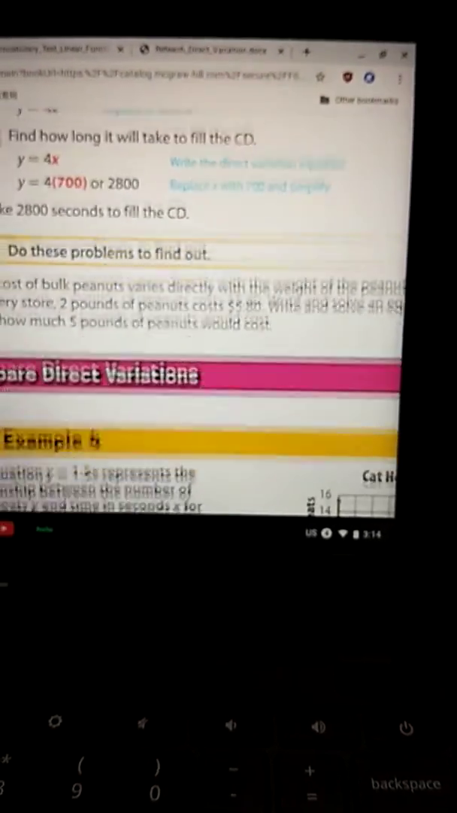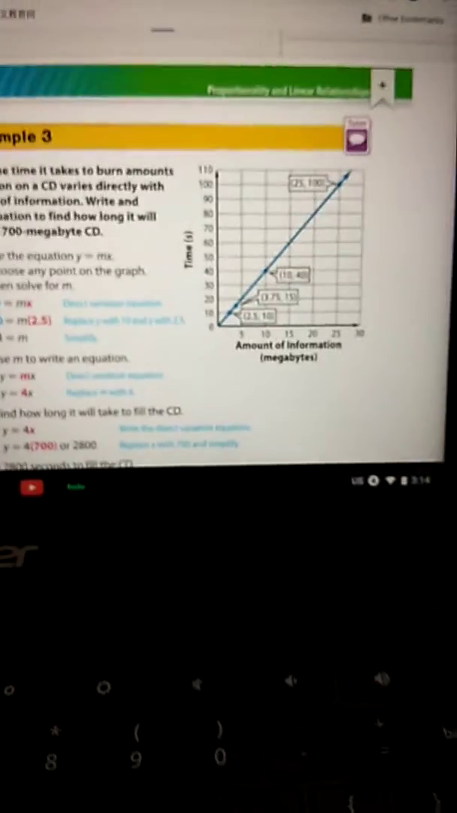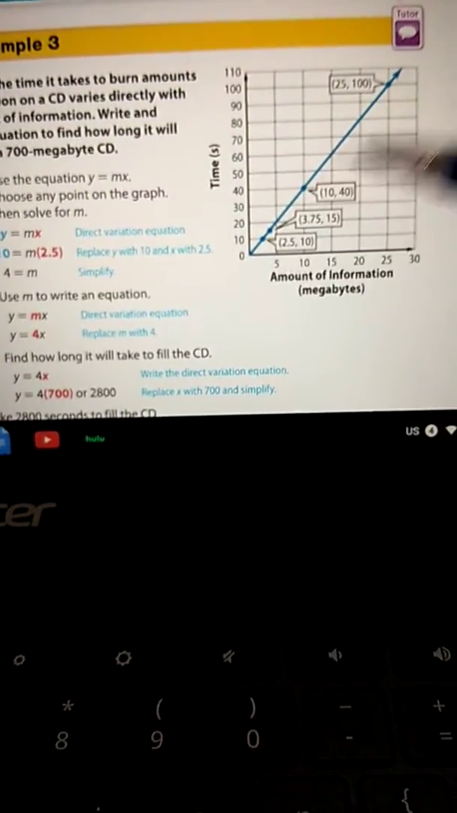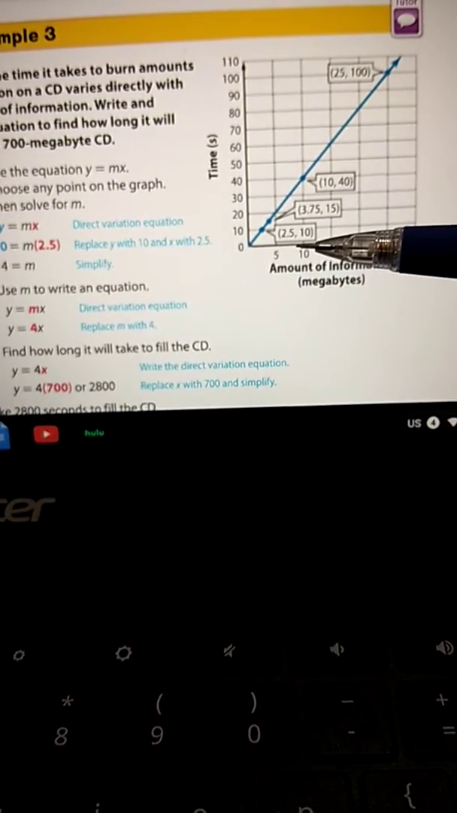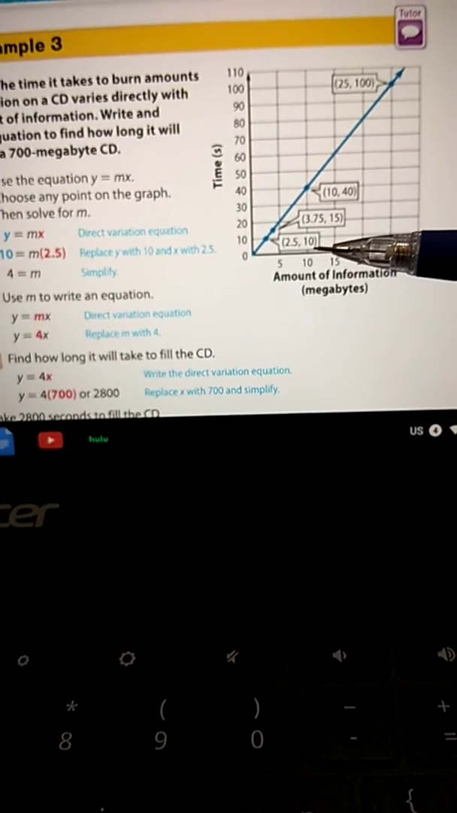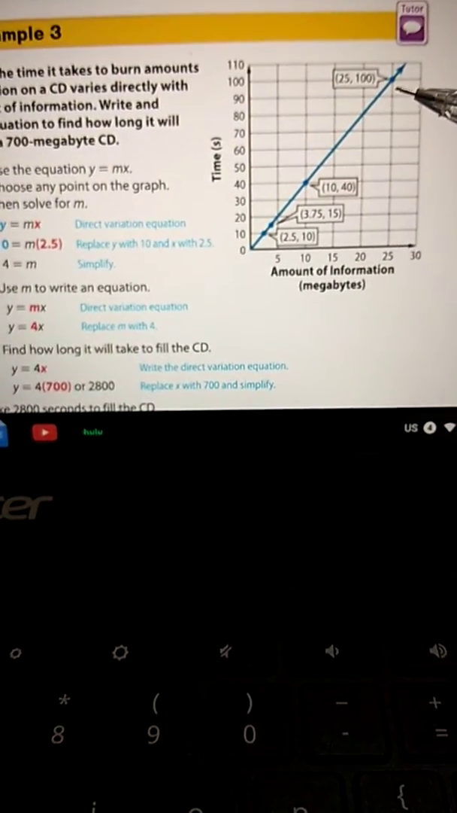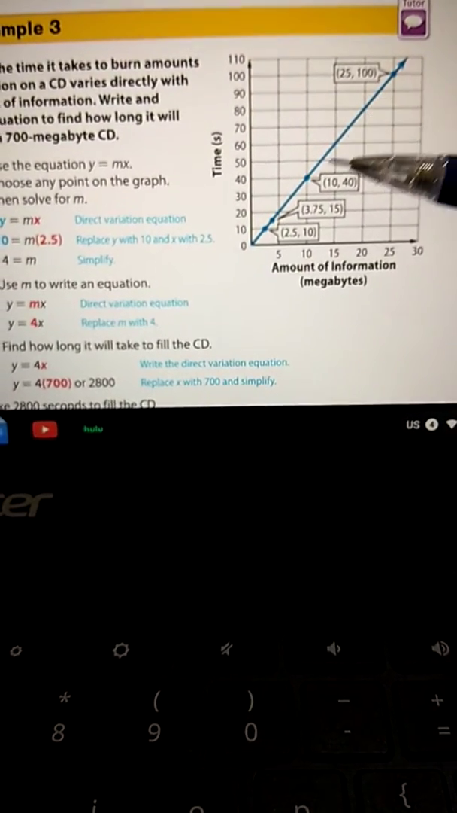And here's how you use it to solve a question. It takes time to burn a CD depending on how much information there is. The more information there is, the more time it takes. On this graph, you can see that if you have 2.5 megabytes of information, it will take you 10 seconds to burn it on the CD. If you had 25 megabytes of information, it would take you 100 seconds. So what is the constant of variation?